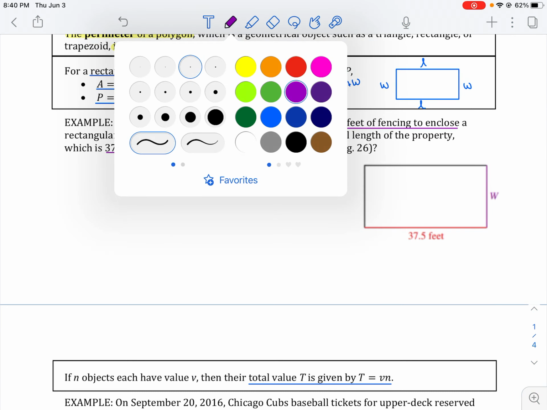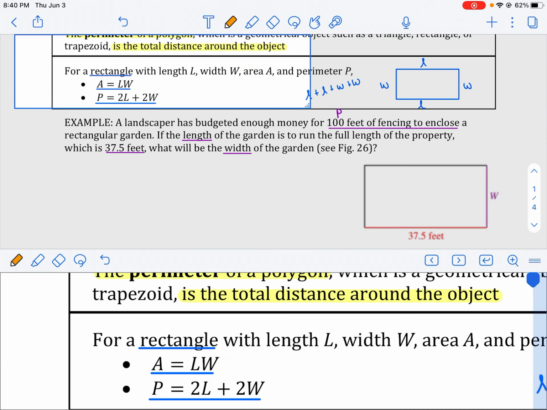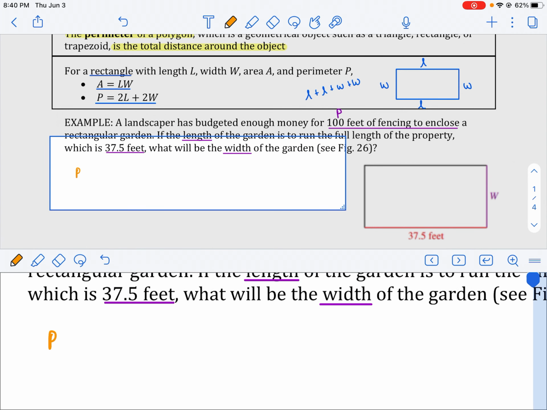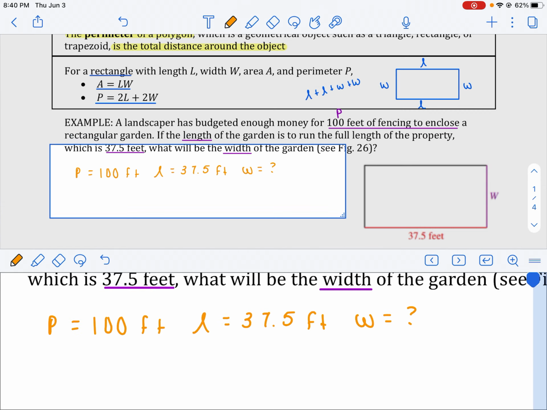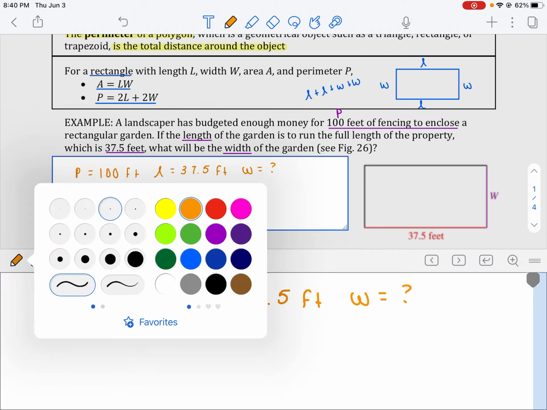So let's think about the information we're given and the information we're trying to find. We're told the perimeter, 100 feet. We're told the length, 37.5 feet. And we are trying to find the width. That's the variable we're going to be solving for.